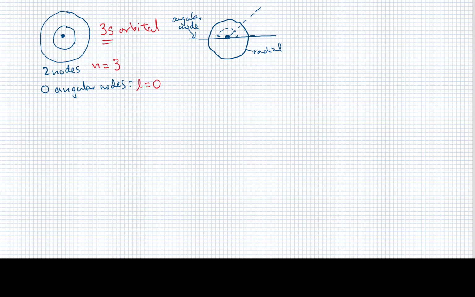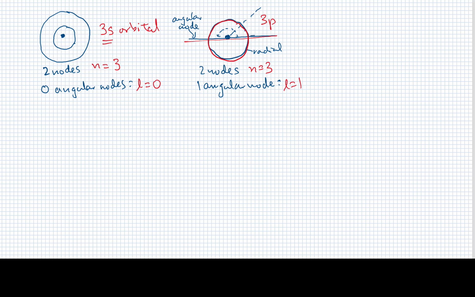And that means that I still, again, have 2 nodes total. So again, my n value is going to be equal to 3. But now I have one radial node and 1 angular node. But it's the angular node I care about because that's directly related to the value of L. So with 1 angular node, that tells me that I have L equal to 1, which is a p orbital. So this, in fact, with a nodal surface that goes around in a circle and one that goes through, this would be a 3p orbital.